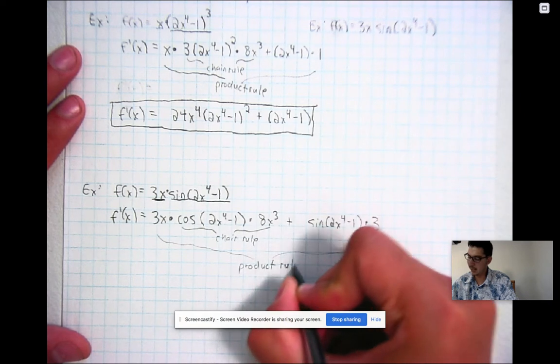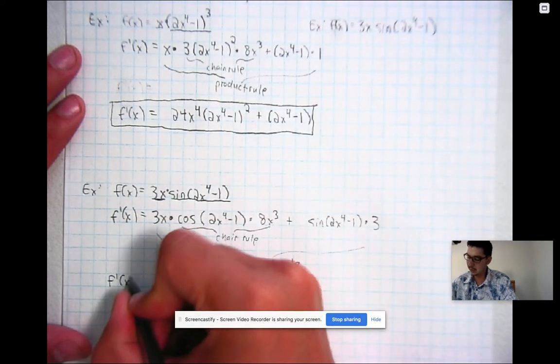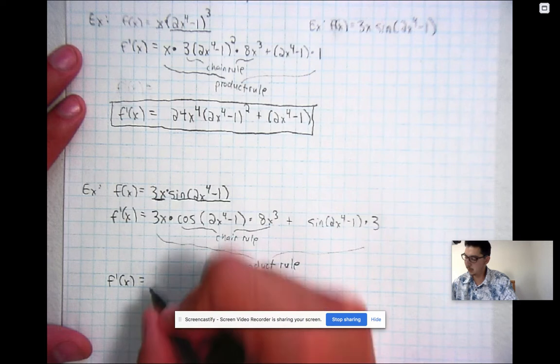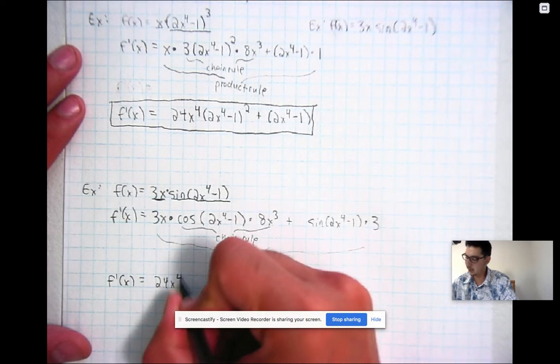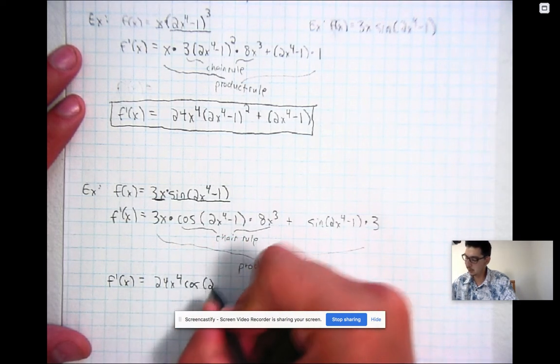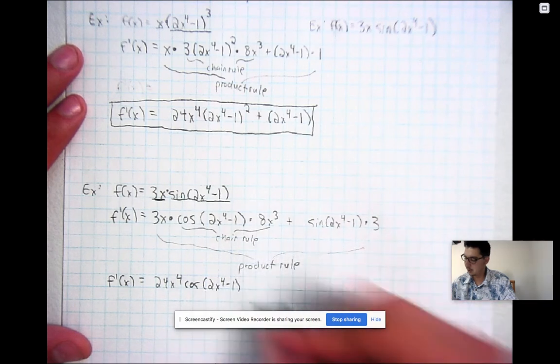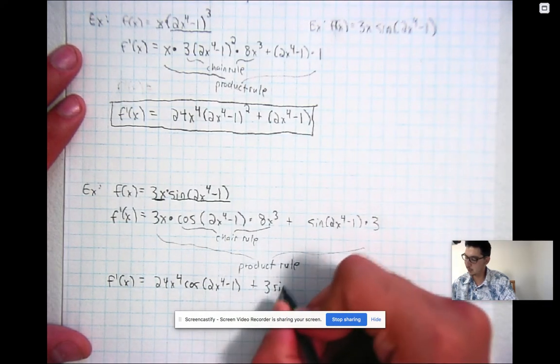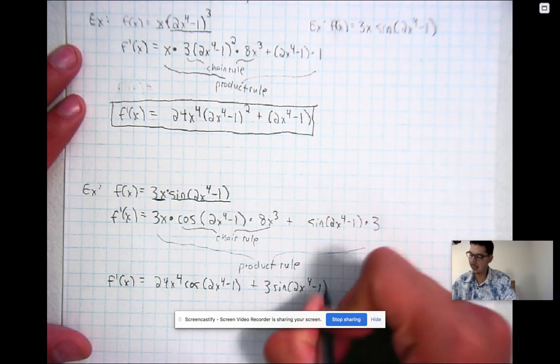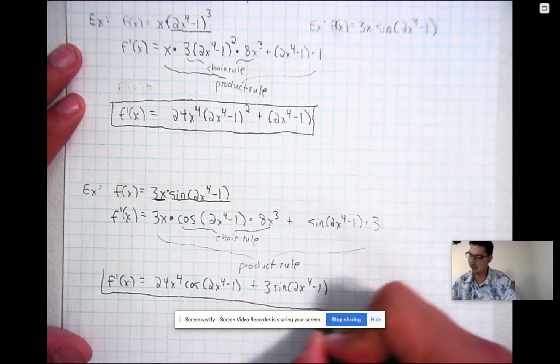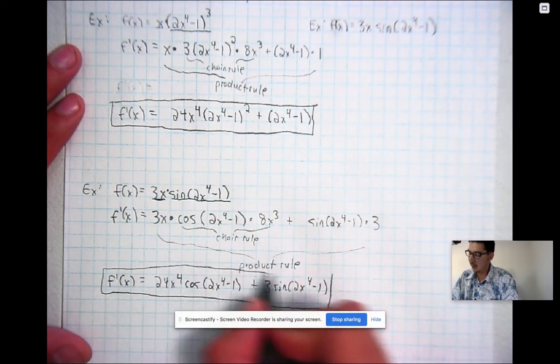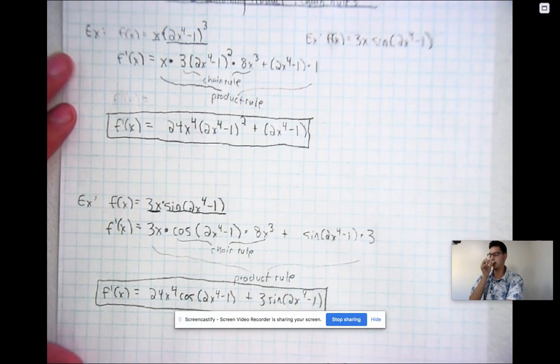And if we simplify that, we'll have that the derivative is equal to 24x^4 cos(2x^4 - 1) plus 3 sin(2x^4 - 1). We can't get any simpler than that. So there you have it. So yes, we can combine the chain rule and product rule.